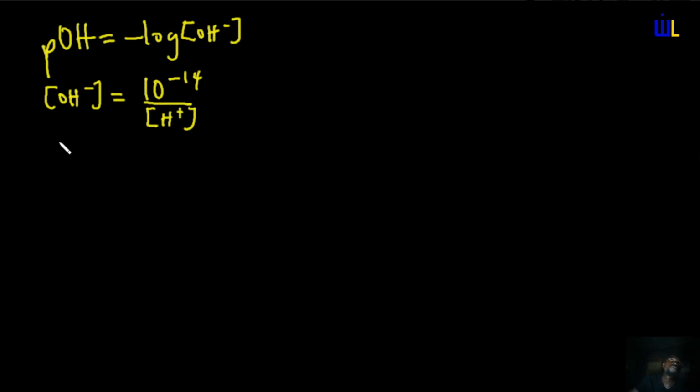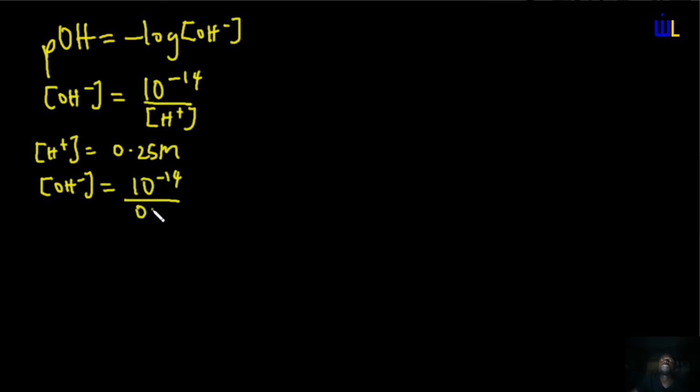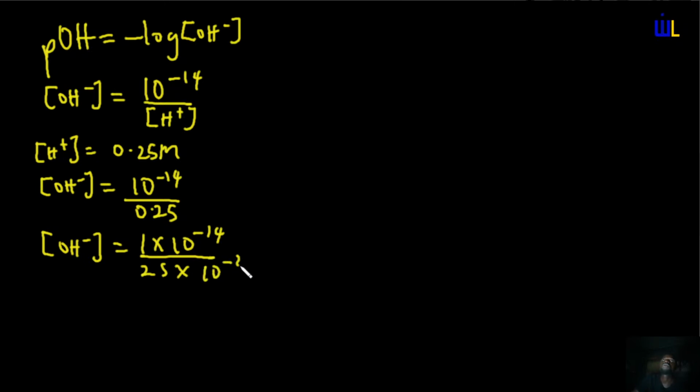Now I presume we all know that the concentration of hydrogen ion is 0.25, because it's just one times the concentration of the acid, the same thing. So if we solve this now, the concentration of OH minus equals 10 raised to power minus 14 divided by 0.25. Rearranging, this is the same thing as 1 times 10 raised to power minus 14 divided by 25 times 10 raised to power minus 2.